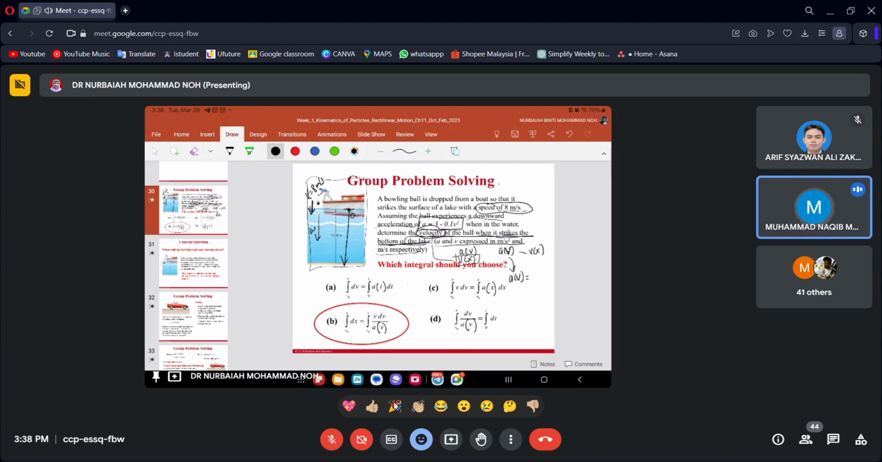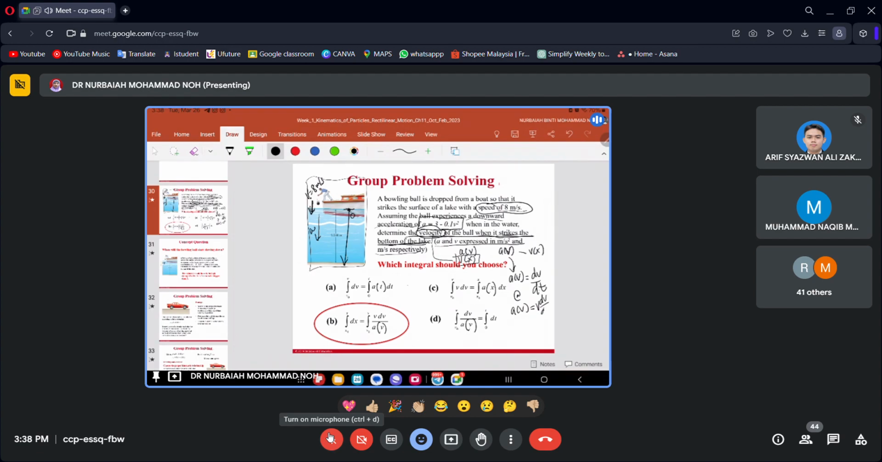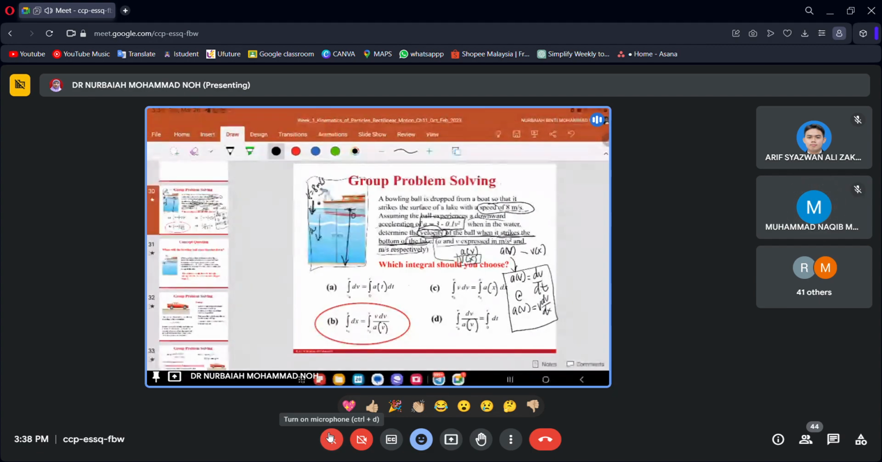Ya doktor, kita boleh pakai dv over dt sama dengan a, atau v dv over dx sama dengan a. Bila kita diberi A as a function of V, untuk derive the velocity, kita boleh menggunakan kinematic relationship dv over dt ataupun v dv over dx.